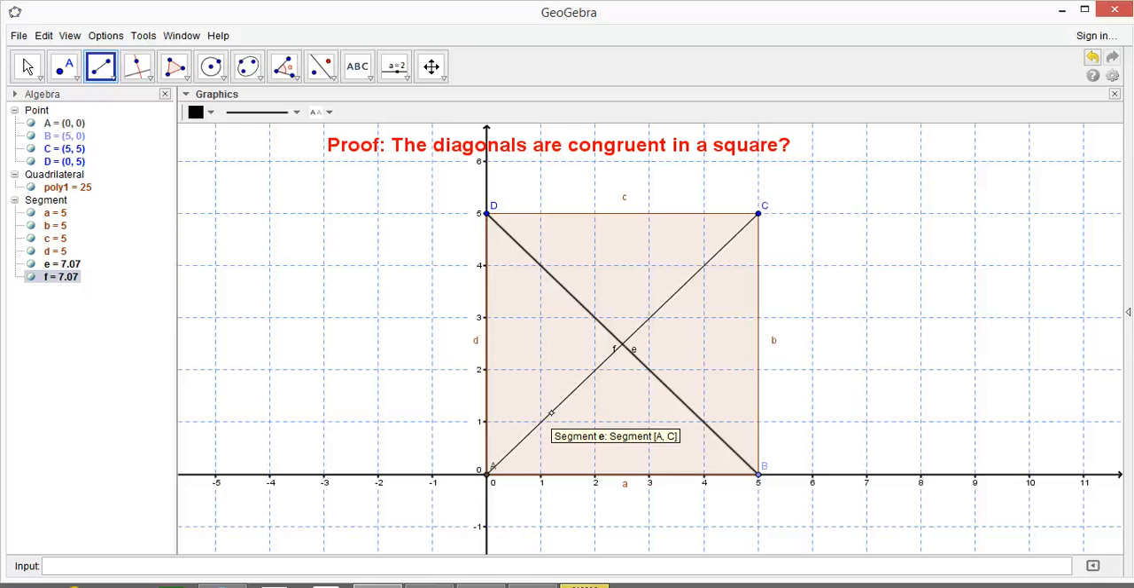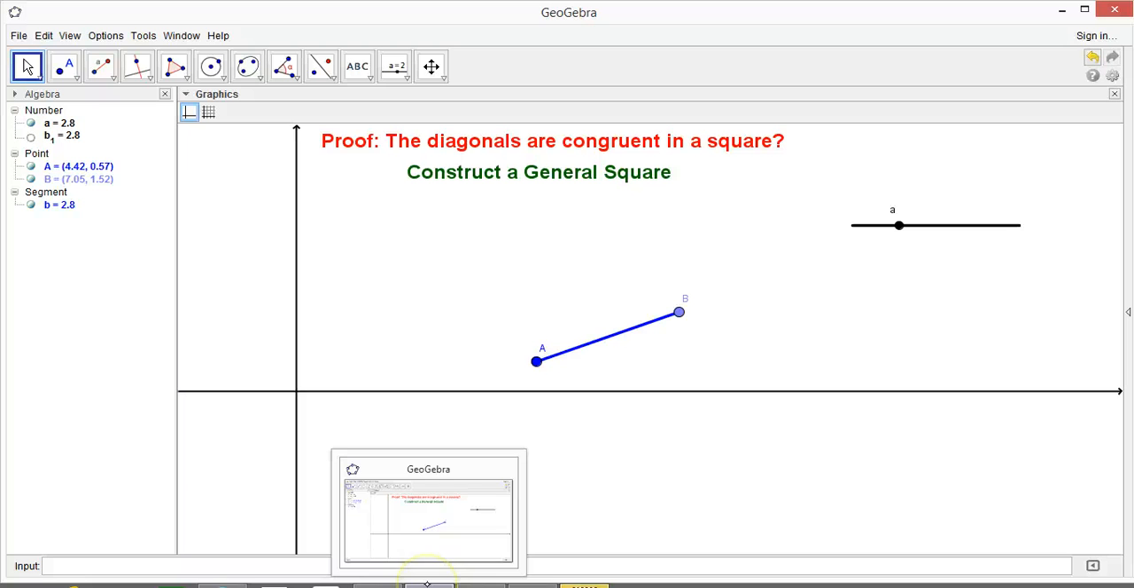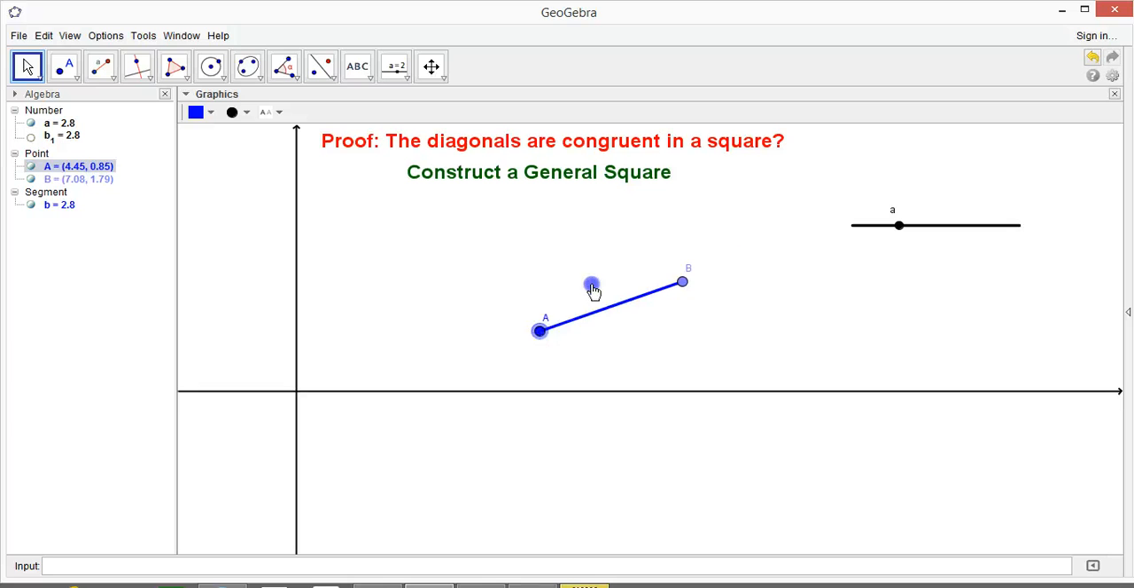But what if we want to talk more generally? For instance, how about any square? We need one example to argue that the diagonals in any square are congruent. So what I have here is a segment that I can move around. I made its length unknown, so I used a slider so we could change the length. We don't really know the exact length of this segment here.